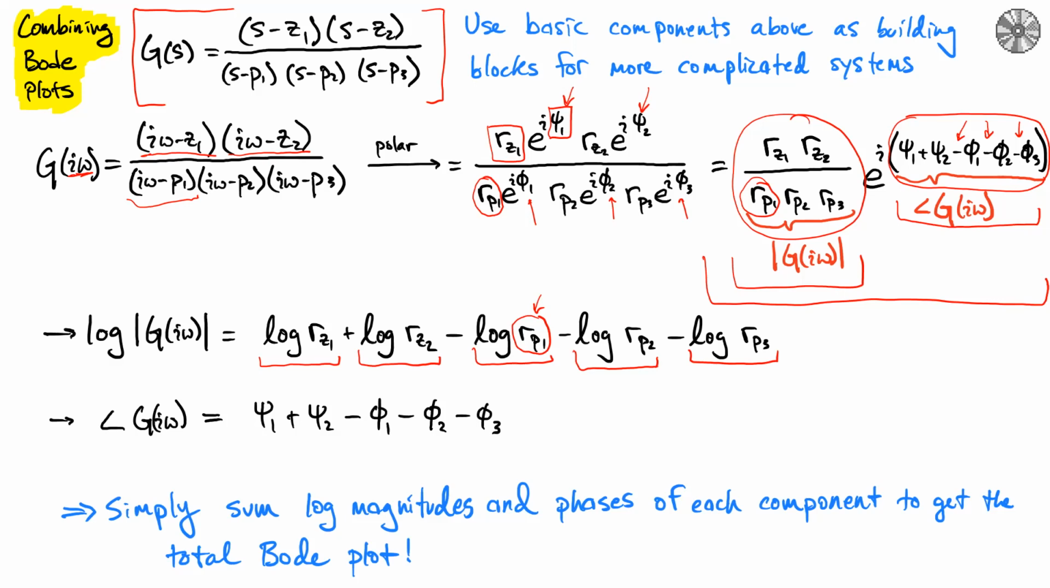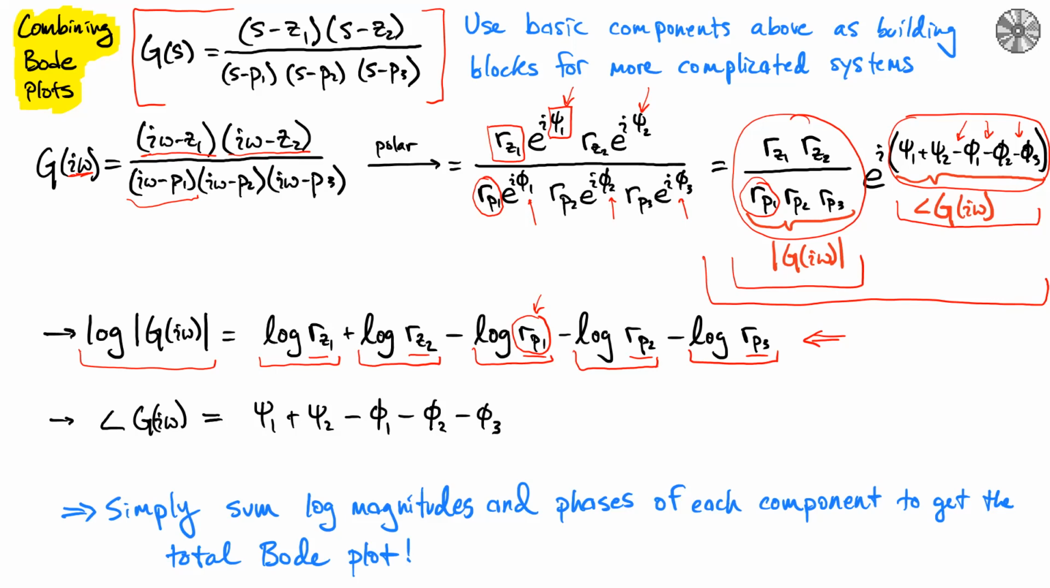So the outcome here that we observe is that when we take the log of the magnitude, this allows us just to take the sum or difference of essentially those: the zeros come in with positive sign, the poles come in with minus sign, and the resulting log magnitude is given just by this sum or difference of all of the individual magnitudes of the poles and zeros.